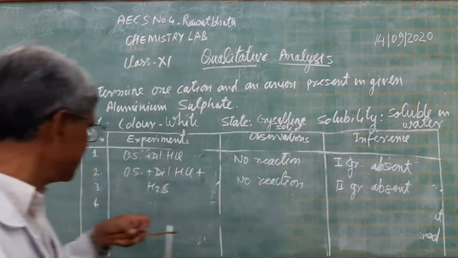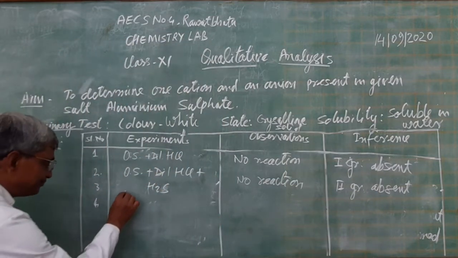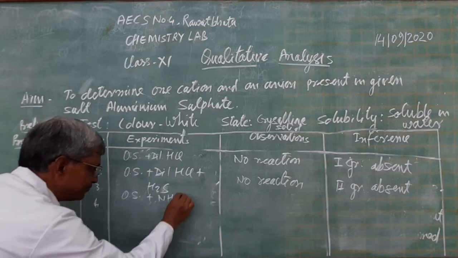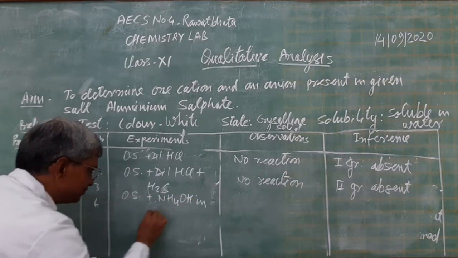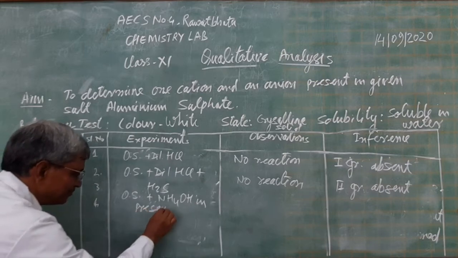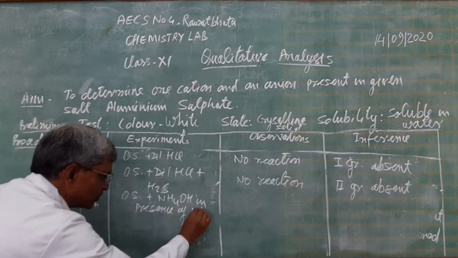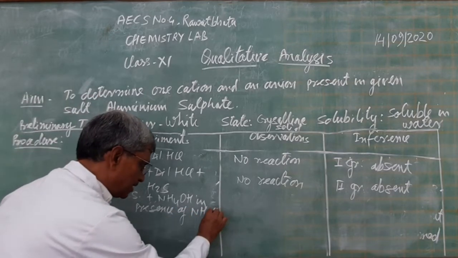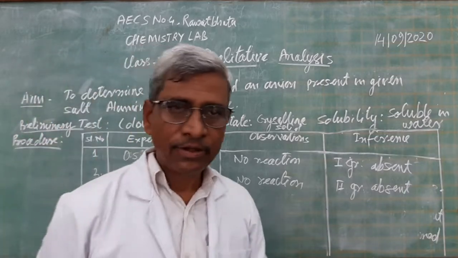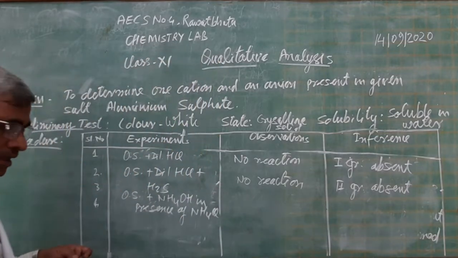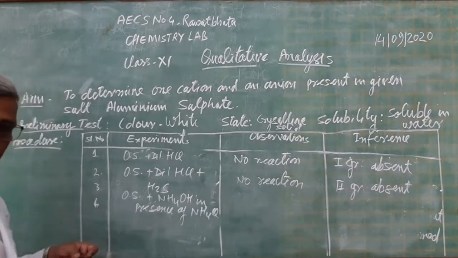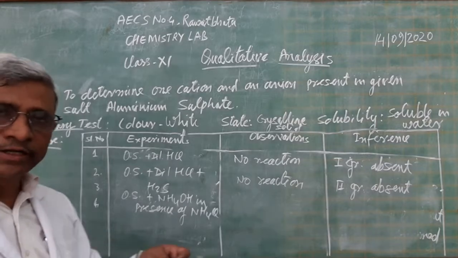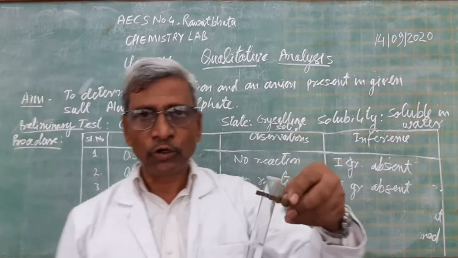Then what is to be written here? Original solution plus NH4OH in presence of NH4Cl, ammonium chloride. What is the need of ammonium chloride? This ammonium chloride is a strong salt, ionized completely. That's why it checks the ionization of ammonium hydroxide. That's why we need ammonium chloride.